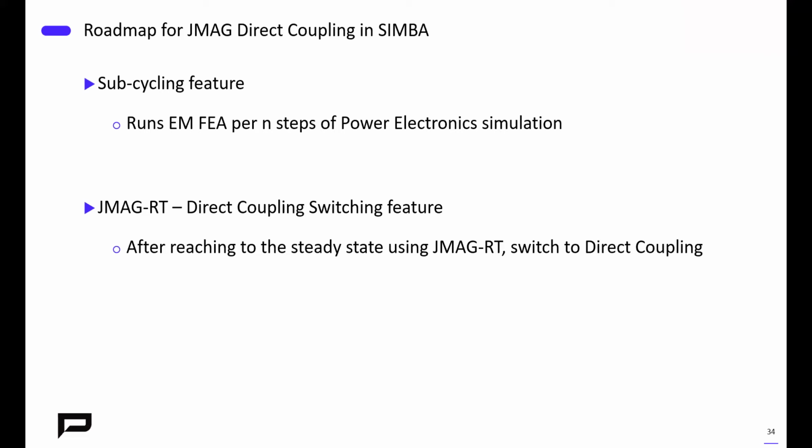Okay. And I think his follow-up question was, what are the voltage inputs? Are they DQ voltages or the general ABC phase voltages? This JMAG block in SIMBA will accept the general ABC phase voltage.